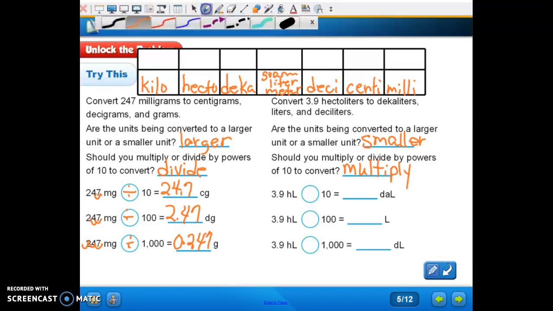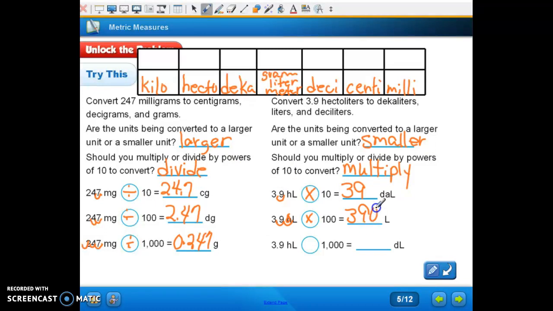We said we were going to multiply, right? If I multiply, is this 3.9 going to get, it's going to get what? Larger, right? So in order for 3.9 to get larger, what way do I have to move my decimal? To the right. So this would be 39 decaliters. How many places to the right am I going to move it for? Twice. 1, 2. So I would have to add a 0. So I have 390 liters. And then how many for thousands? 3. 1, 2, 3.